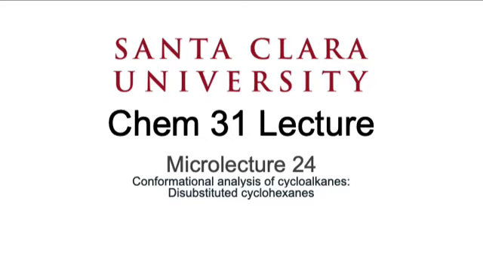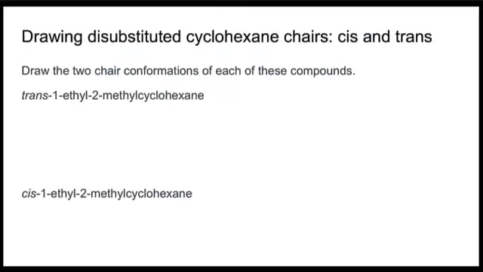Welcome to Microlecture 24 on conformational analysis of disubstituted cyclohexanes. Okay, so here we have two different named molecules. The first one is trans 1-ethyl 2-methyl cyclohexane, and we want to draw the chair conformations of each.